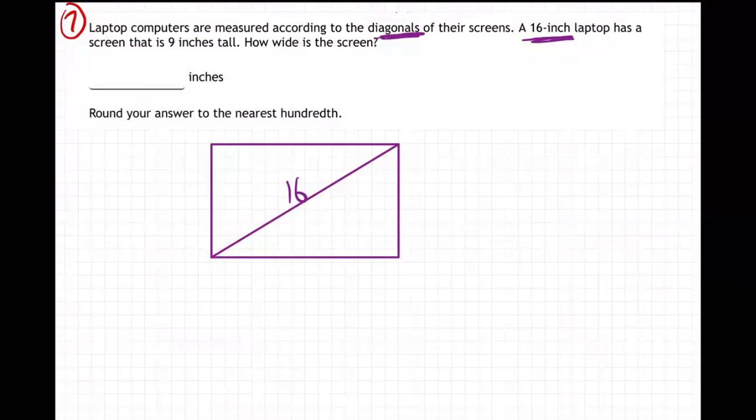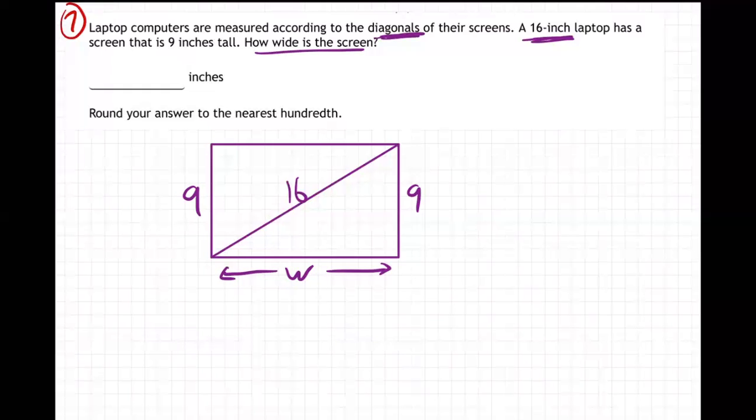Okay, and then it says 9 inches tall. So this screen is 9 inches tall. So this side is 9, or you could do the other side, it doesn't matter. Right, this is also 9, whatever. Okay, now, what's their question? How wide is the screen? So this width from there to there, what is that width?